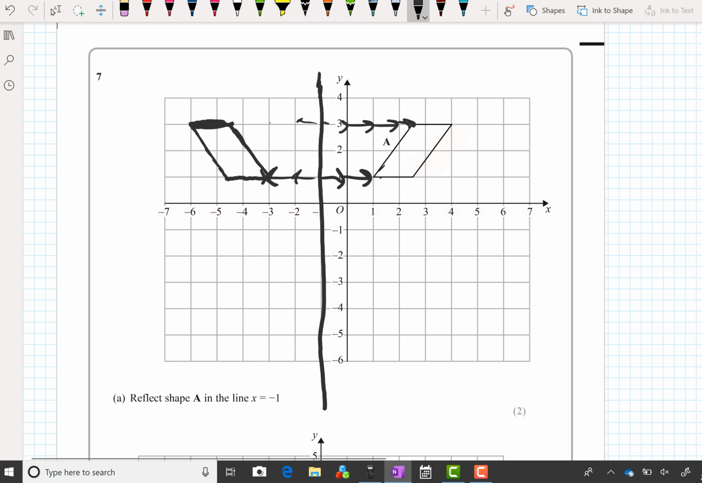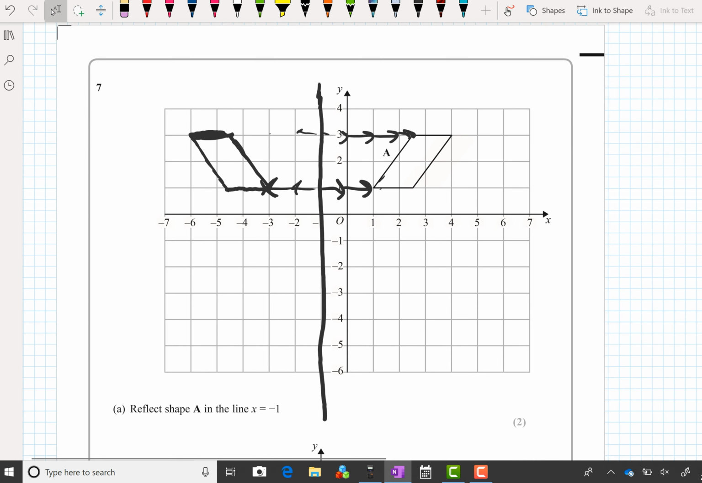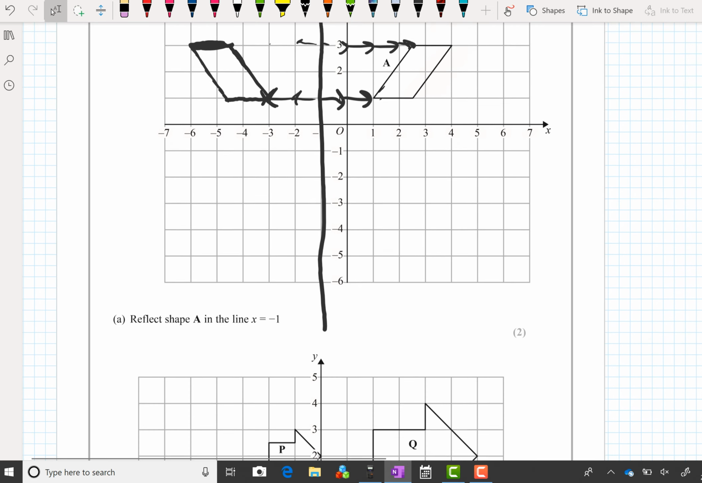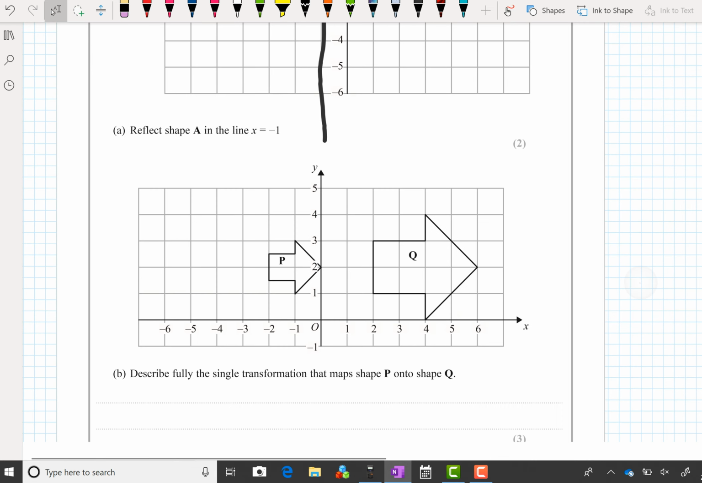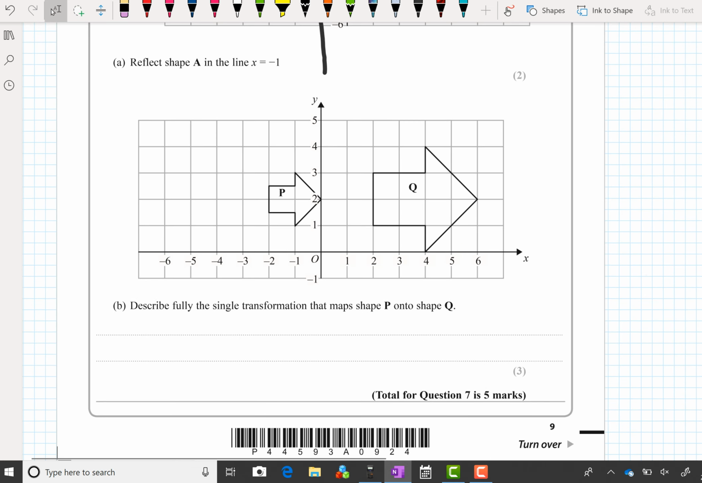You could get a mark if you had by accident reflected it horizontally, because you put the line as y equals -1, but you still created the correct reflection. So that's there. Fully describe, or describe fully, because that's actually the way the sentence is written. I'm not making my own one up. Describe fully the single transformation that maps shape P onto shape Q. Here, very careful with the language. I mean that.